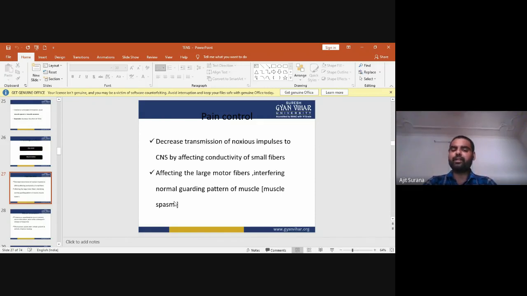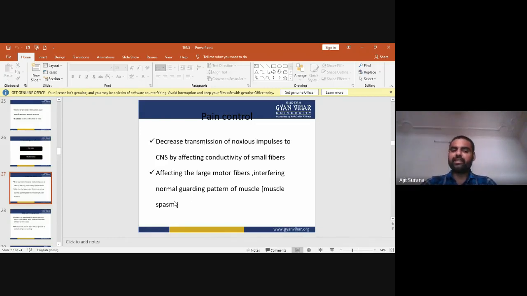conductivity of the small fibers. TENS decreases the transmission of the noxious impulses to the central nervous system by affecting conductivity of the small fibers, or by affecting the large motor fibers, interfering with the normal guarding pattern of the muscle or muscle spasm.